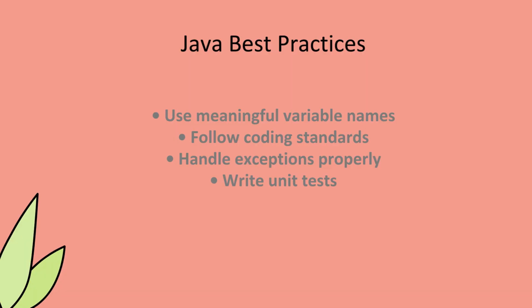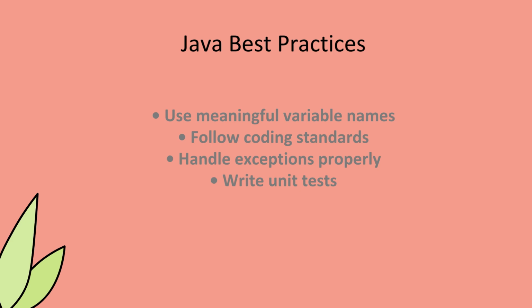Finally, let's wrap up with some essential Java best practices, which are guidelines that help you write high quality, maintainable, and efficient code. First and foremost, always use meaningful variable names. Descriptive names make your code self-documenting and much easier for others and your future self to understand, reducing the need for excessive comments. Secondly, consistently follow coding standards, whether it's Oracle's conventions or your team-specific guidelines. Adhering to a consistent style improves readability and uniformity across a project.